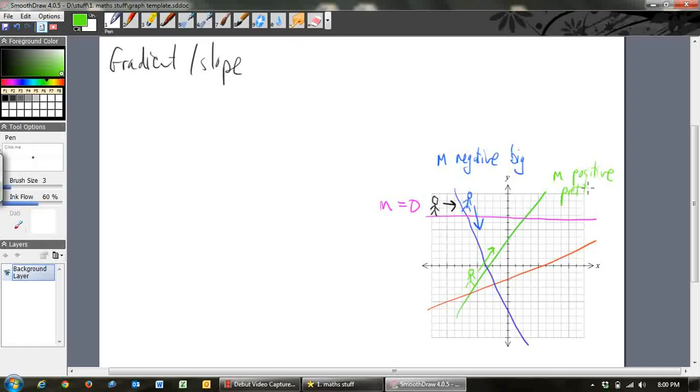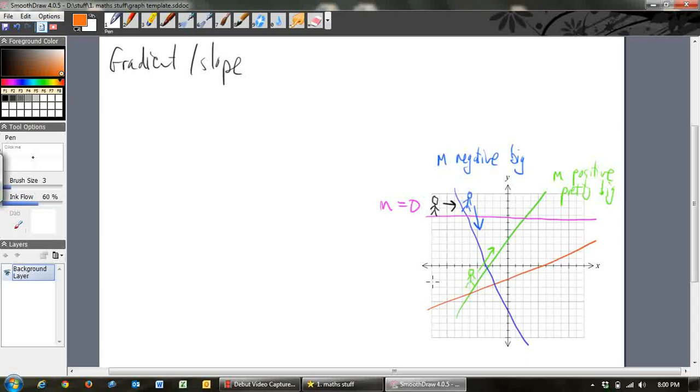And because it's pretty big, I'll just write pretty big. It's not as big as the blue line, but it is pretty big. It's pretty steep, and so that m will be a pretty big number. And I'll get to those in a second.